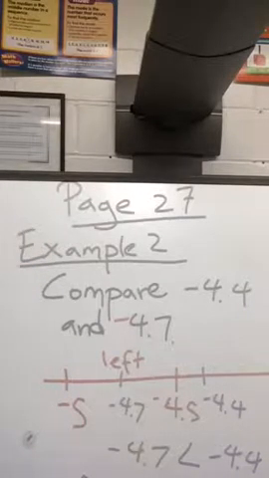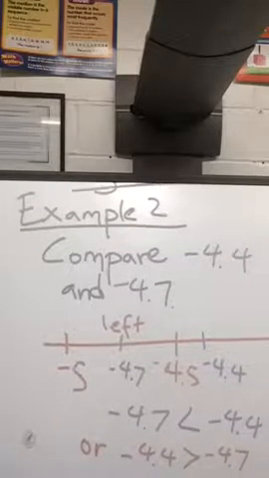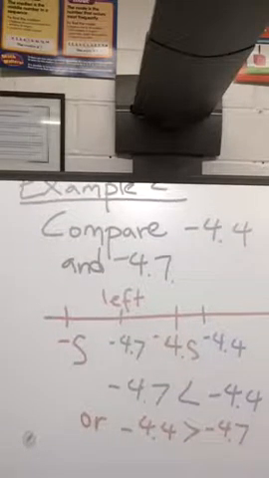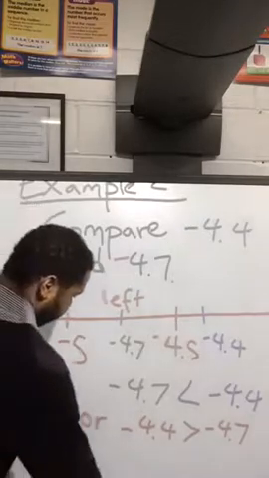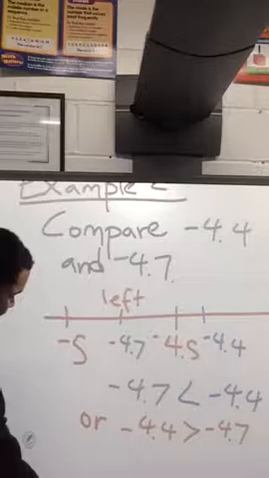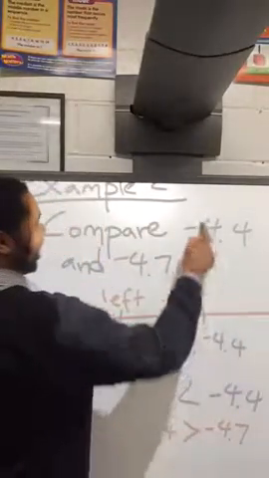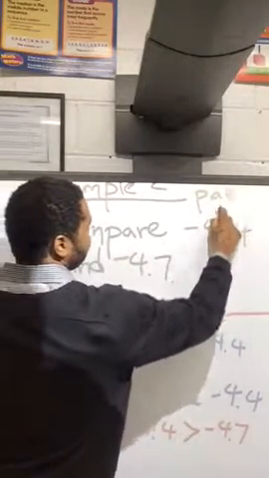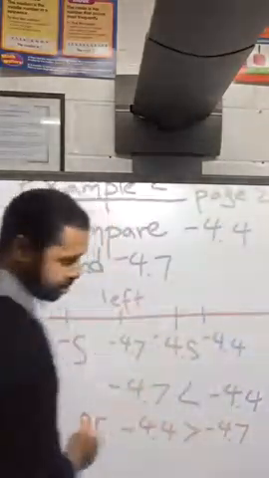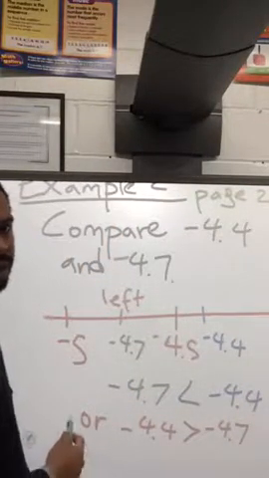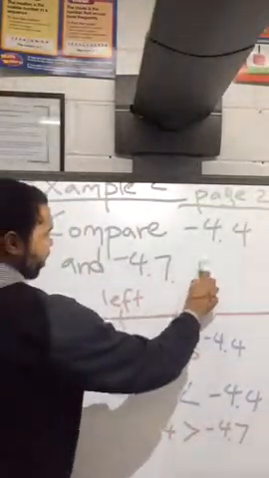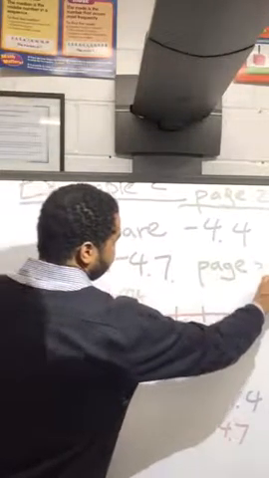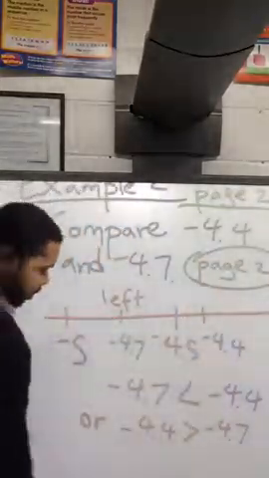Okay? So again, if you look in the book, they gave you a number line, which is our preferred method. And again, for those of you who might have fallen asleep, we're on page 27, and we are working on example 2. So let me write it again. We're on page 27, and we're working on example 2.